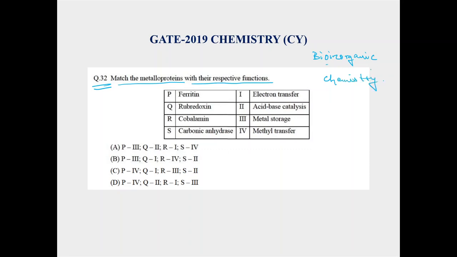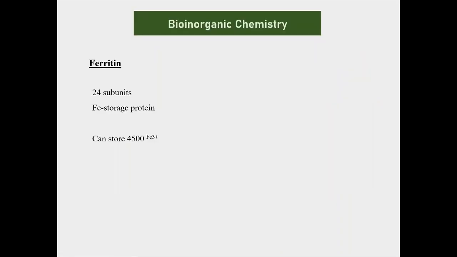The metalloproteins they have asked about are ferritin, rubredoxin, cobalamin, and carbonic anhydrase. And on this side, they have given the functions of these. So first of all, we will discuss ferritin. Does anyone know what ferritin is? I have already written it here.